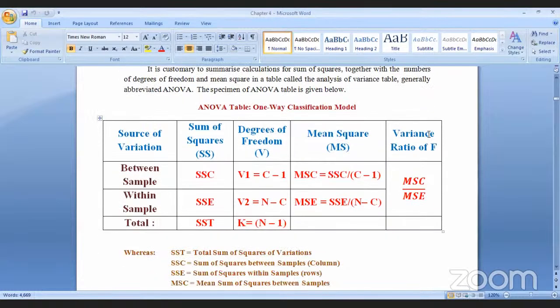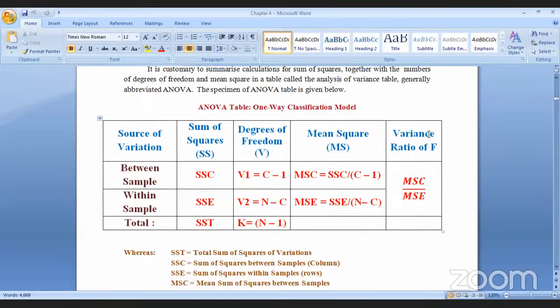Okay. The next one: it is customary to summarize the calculation, from the sum of squares together with the number of degrees of freedom and mean squares, in a table called analysis of variance, generally abbreviated ANOVA. This is a specimen. This specimen you need to learn by heart, like in accounts, where we learn the final accounts by heart. According to that proforma, we find all the values. In the same manner, this is the ANOVA one-way classification table model: source of variation, sum of squares, degrees of freedom, mean sum of squares, variance ratio of F. The rows are between samples, within samples, then total.